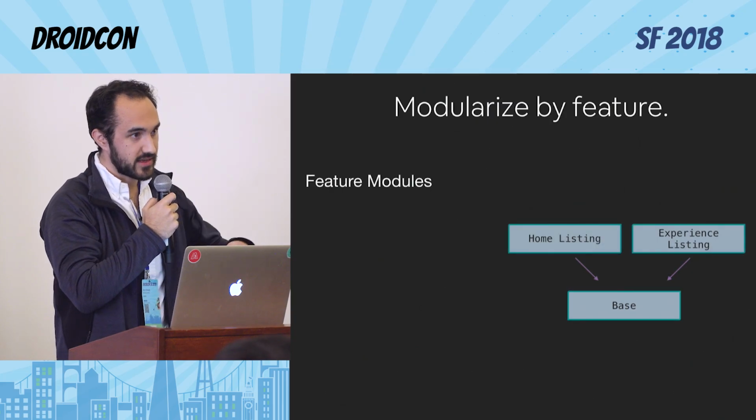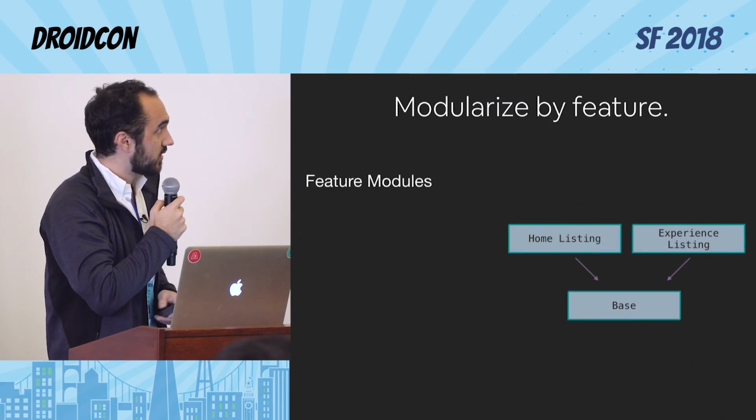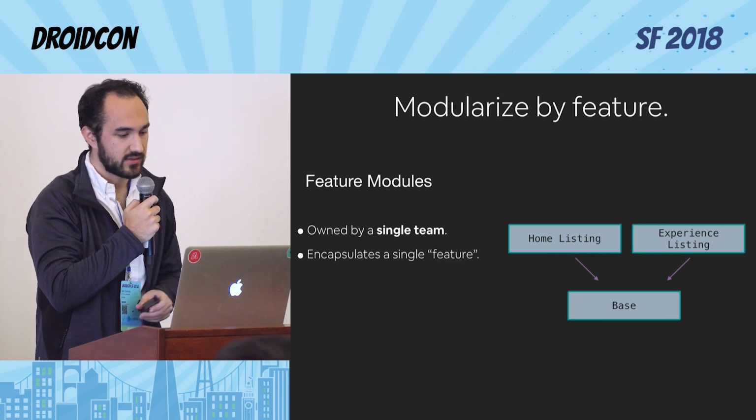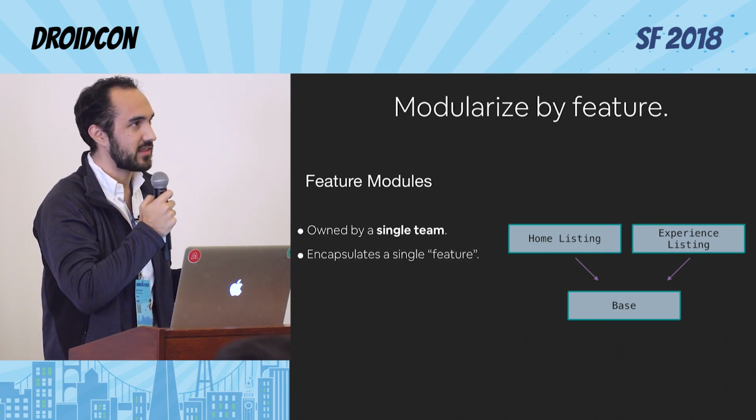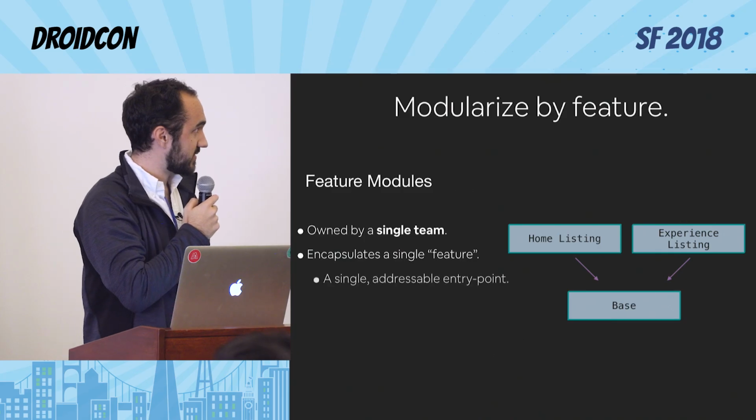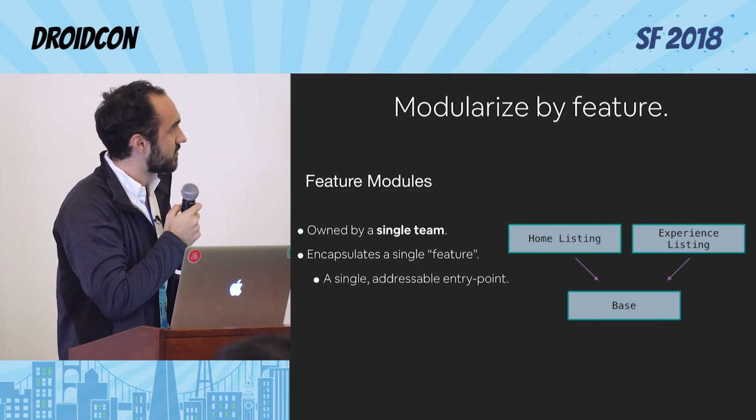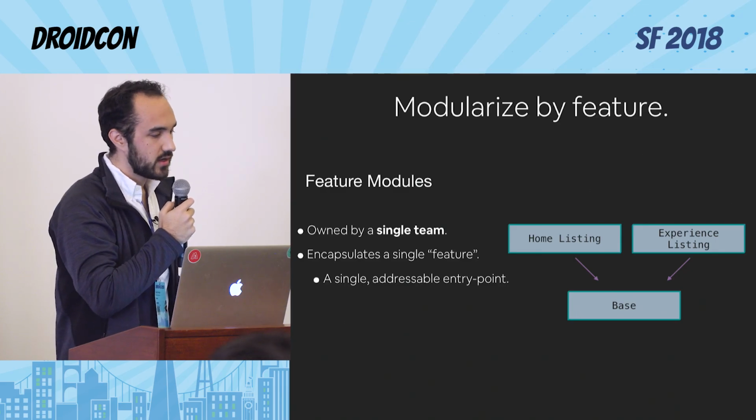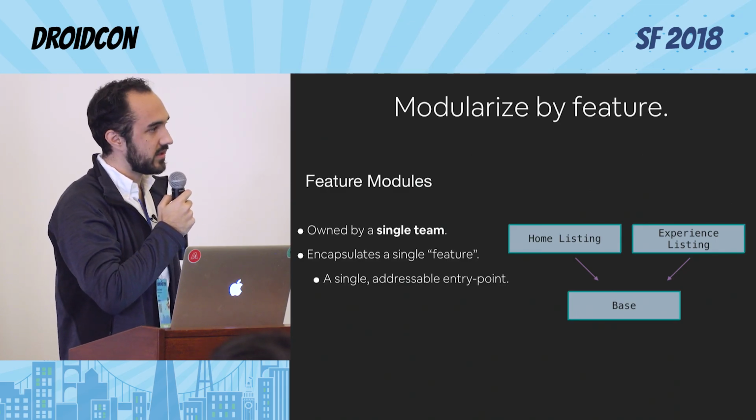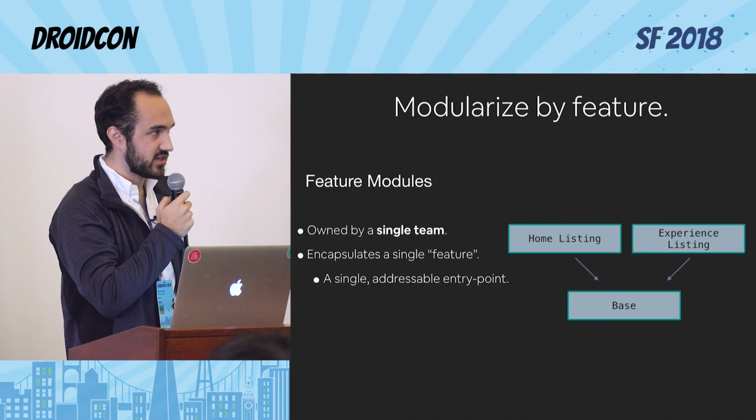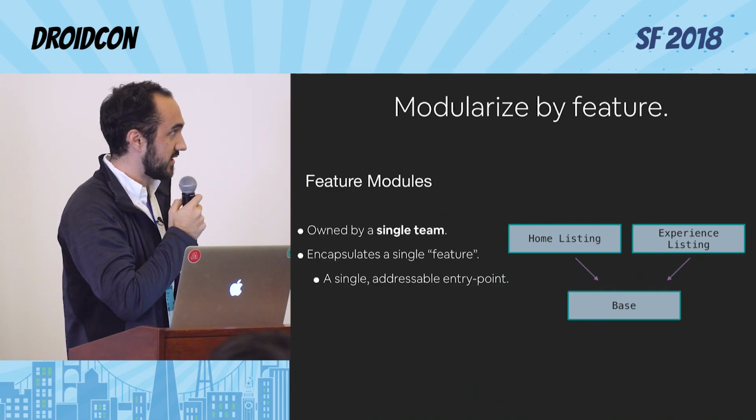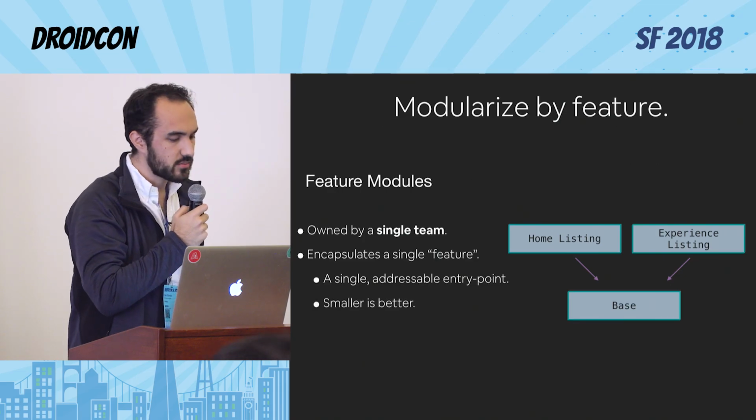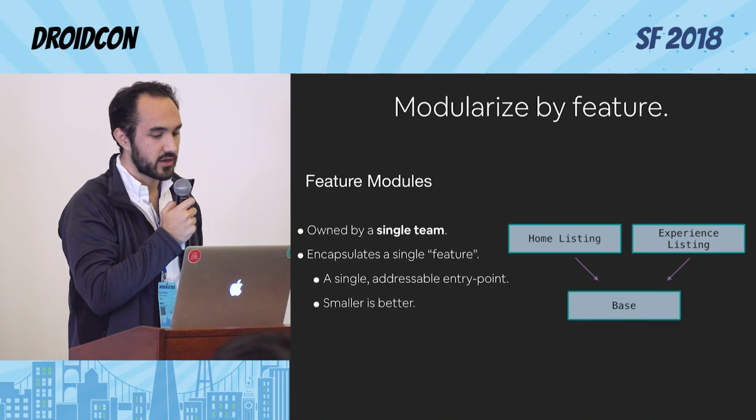So the next layer above base is going to be your features. These are, again, owned by a single team. And they encapsulate a single feature. And I know that sort of sounds like a tautology, so to give it a little bit more flavor, we sort of explain that by whether or not there's a single entry point. So if I'm creating a flow with many pages, I might not be able to go into page 3. So each page of that flow doesn't need to be its own feature module, but the larger flow should be. But generally speaking, with modularization, smaller is better.